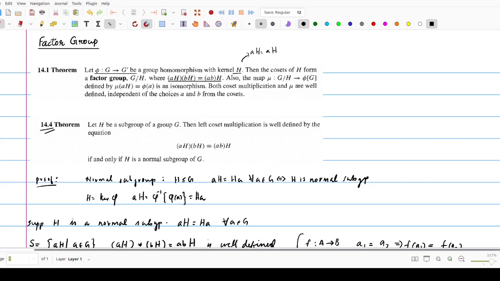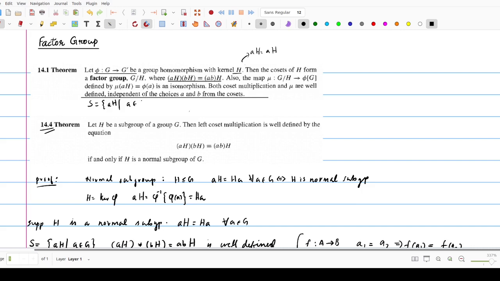Okay, so once you assume this binary operation, you can easily get the associative property, existence of identity, and inverse as well. That means if you consider this factor group, it is the set of all left cosets. Then we say that S is the set of all left cosets of the kernel.